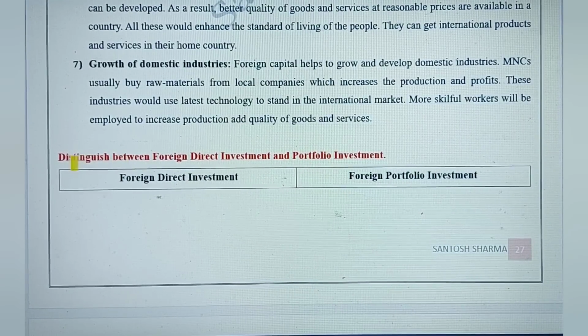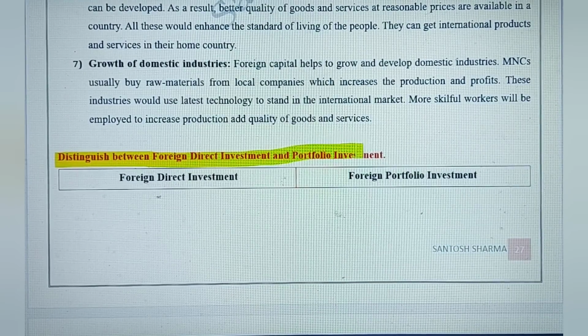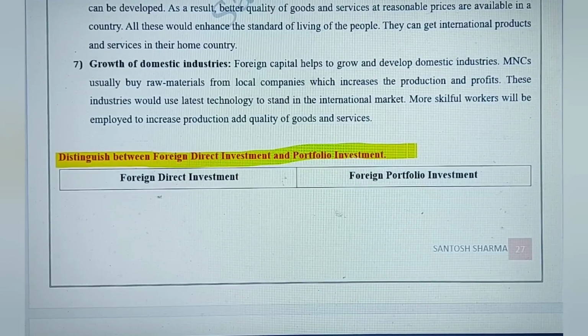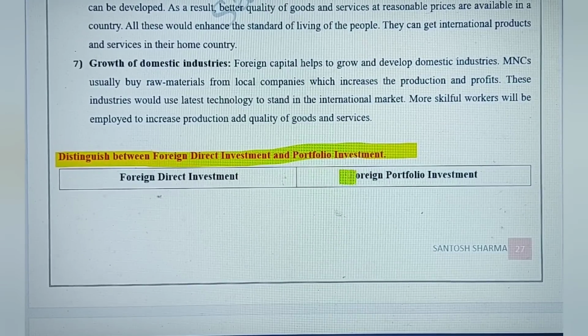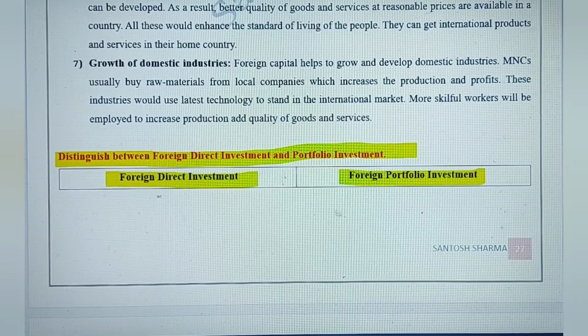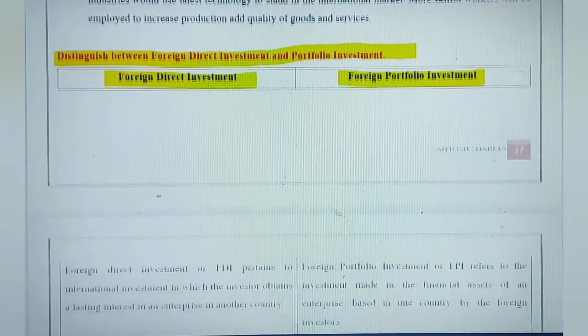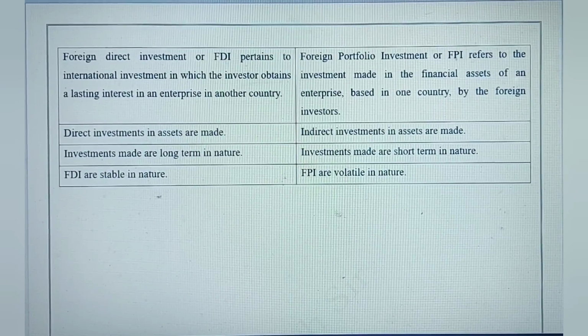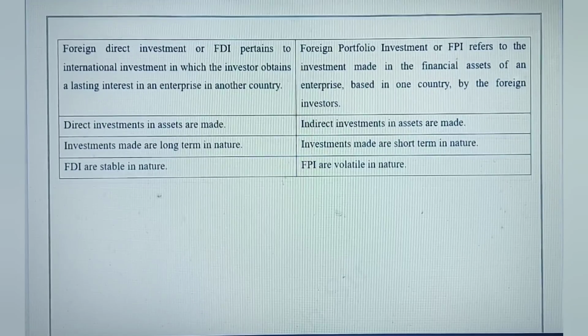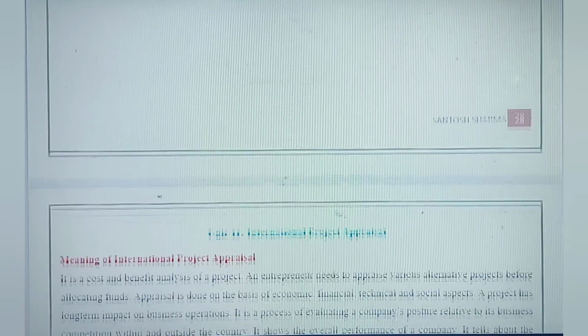One more question you can do from here, that is the difference between foreign direct investment FDI and portfolio investment FPI. So this question also comes very often in exams. In foreign direct investment, you are investing directly in a foreign company or in a foreign country, whereas portfolio is the different types of investments that you have made in the different companies.